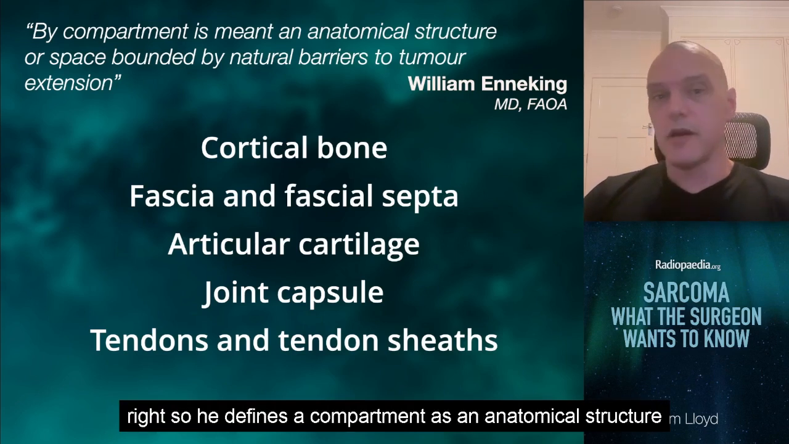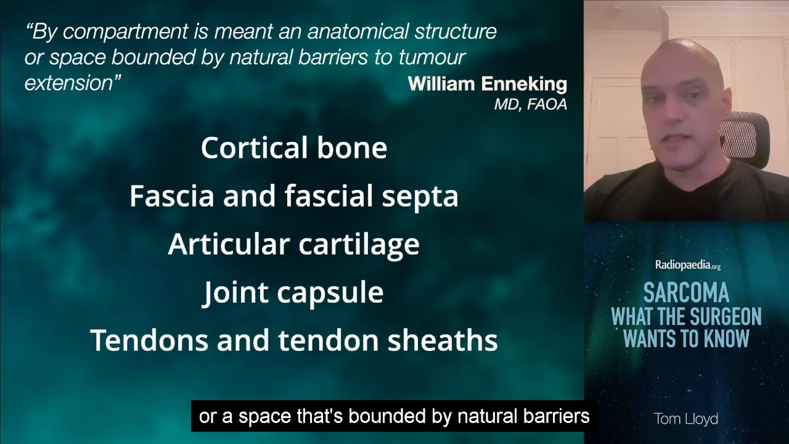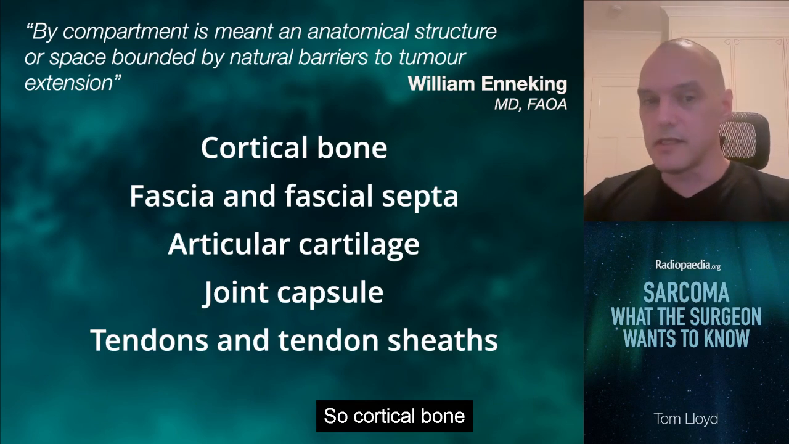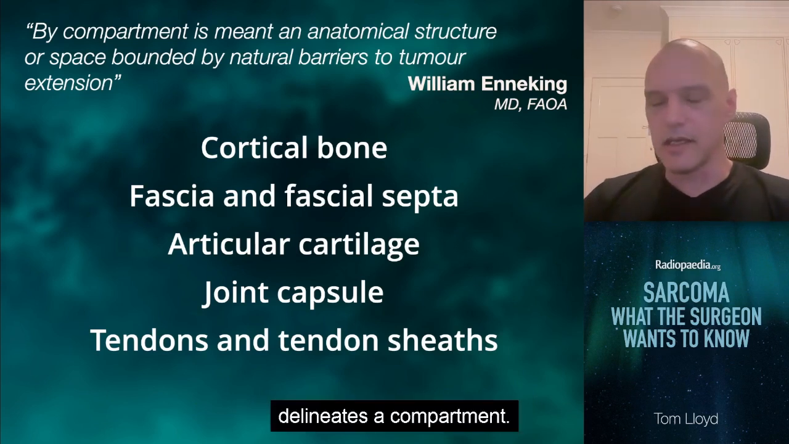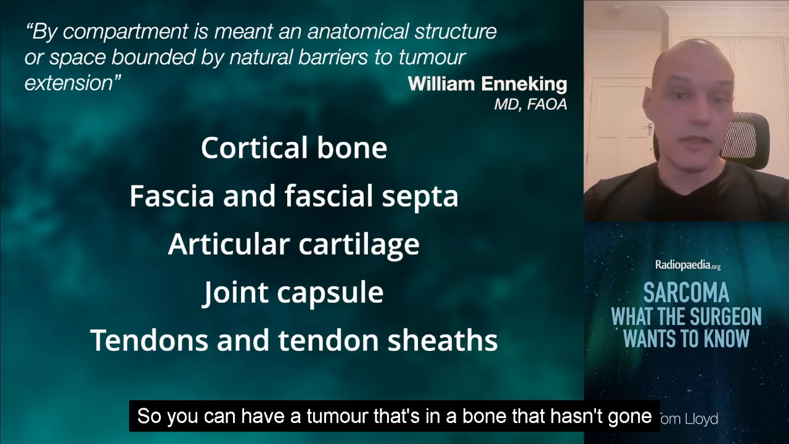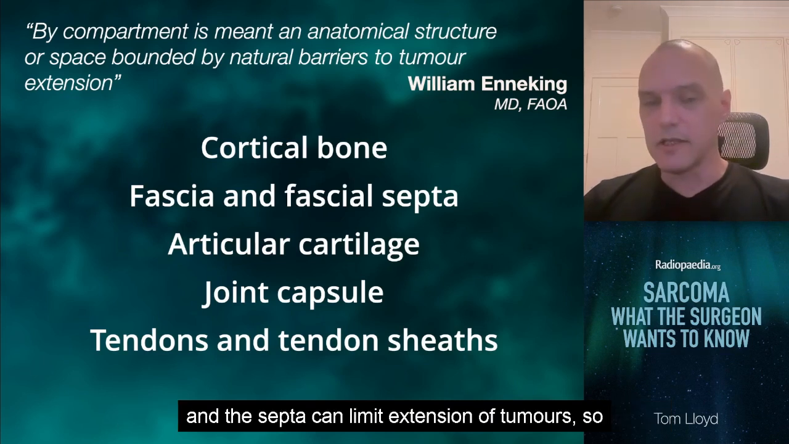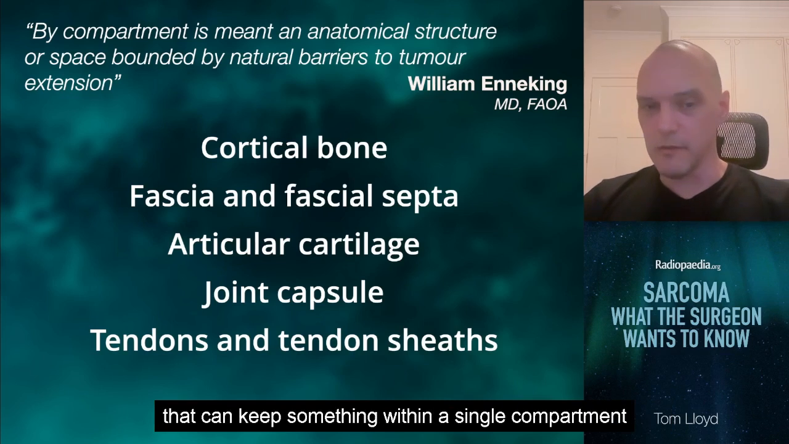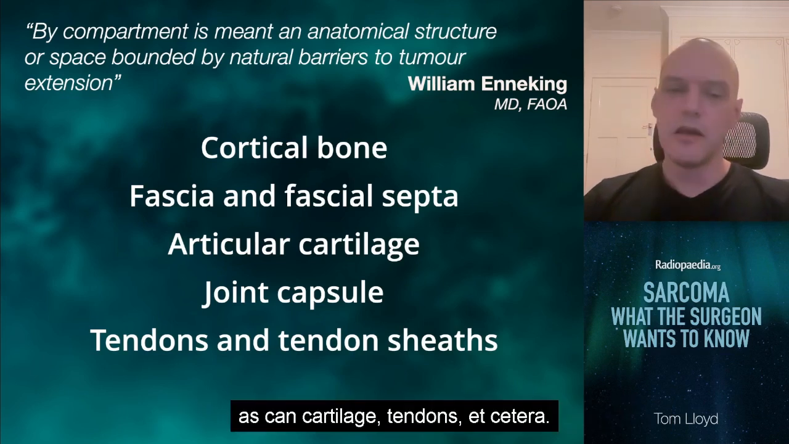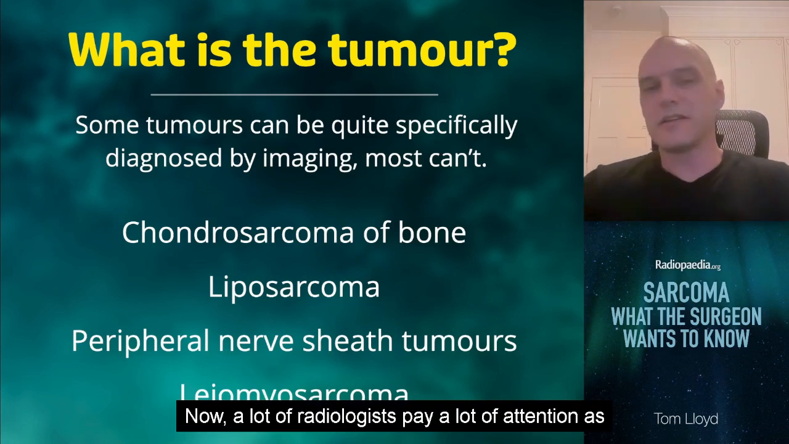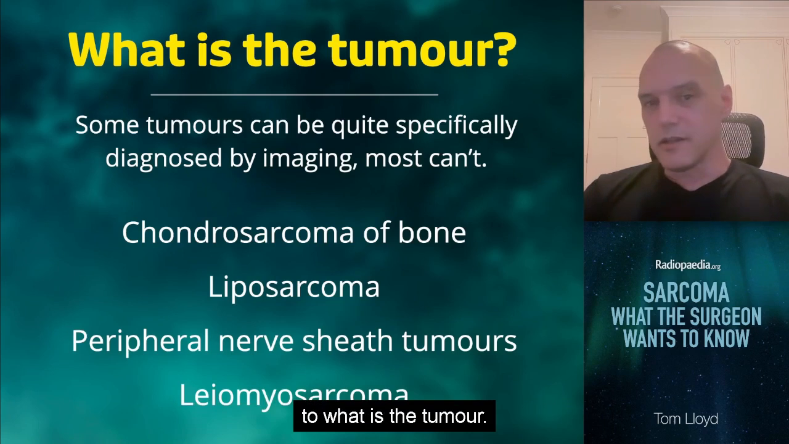So he defines a compartment as an anatomical structure or a space that's bounded by natural barriers that prevent tumour extension. So cortical bone delineates a compartment. So you can have a tumour that's in a bone that hasn't gone beyond a bone, and that's a one compartment tumour. Fascia and the septae can limit extension of tumours, so that can keep something within a single compartment, as can cartilage, tendons, etc.